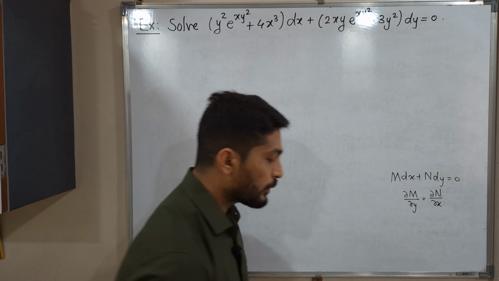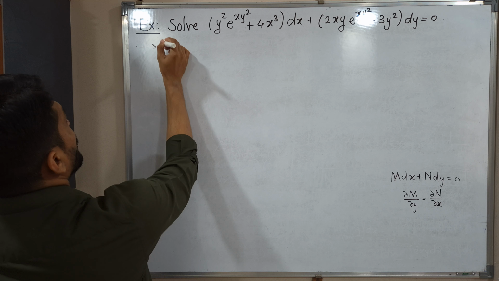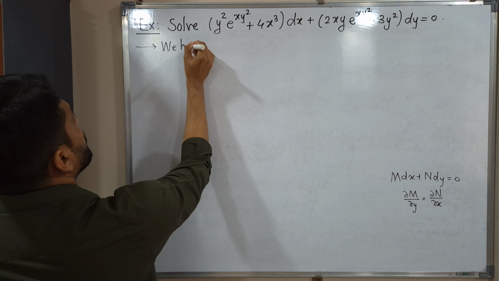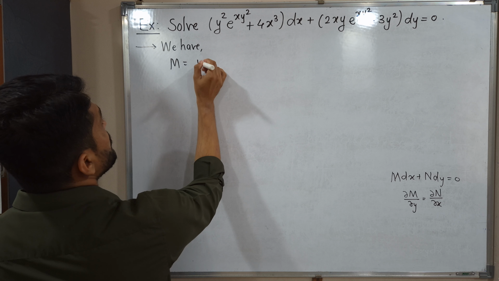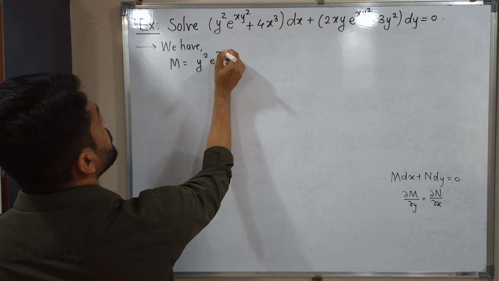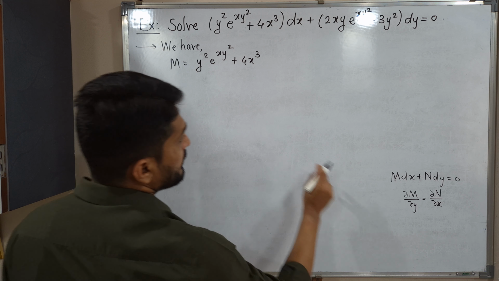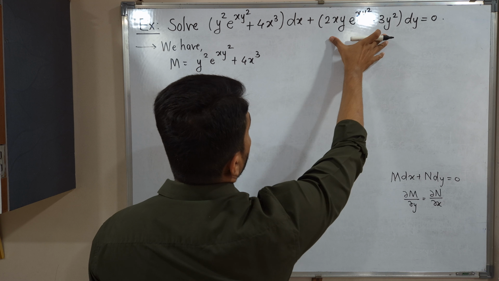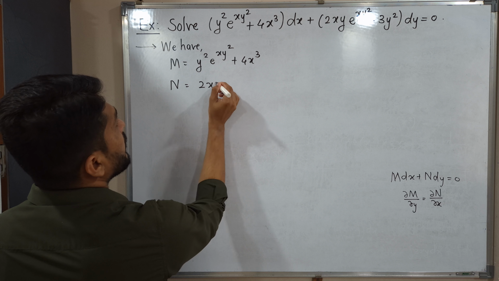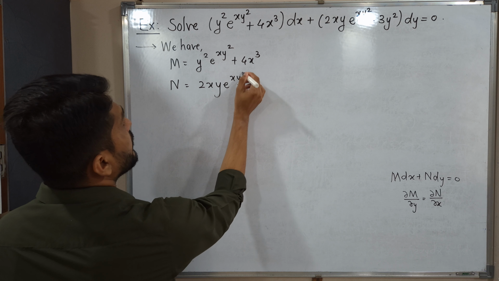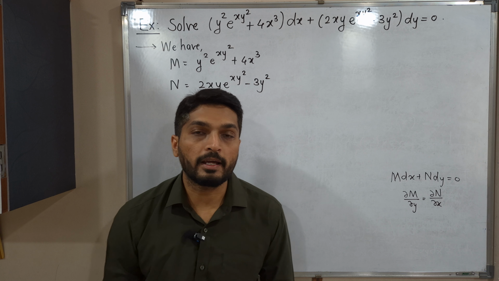Let me note down our M and N. What is our M? M is the multiple of dx, which is y square e raised to xy square plus 4x cube. And what is our N? N is the multiple of dy. So N is equal to 2xy e raised to xy square minus 3y square. So M and N I have noted down.